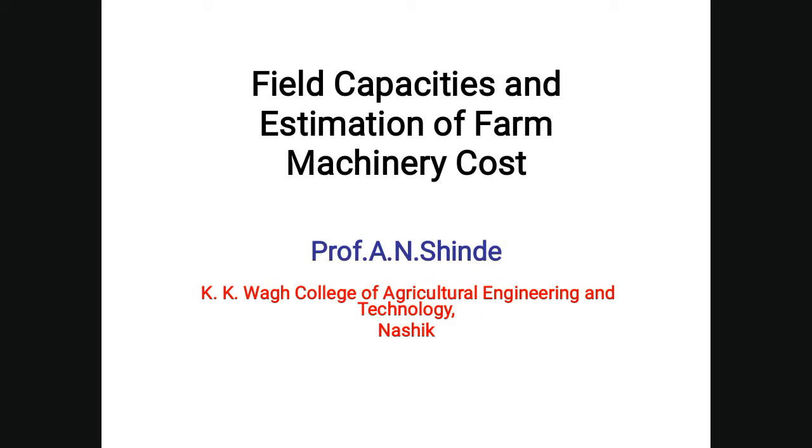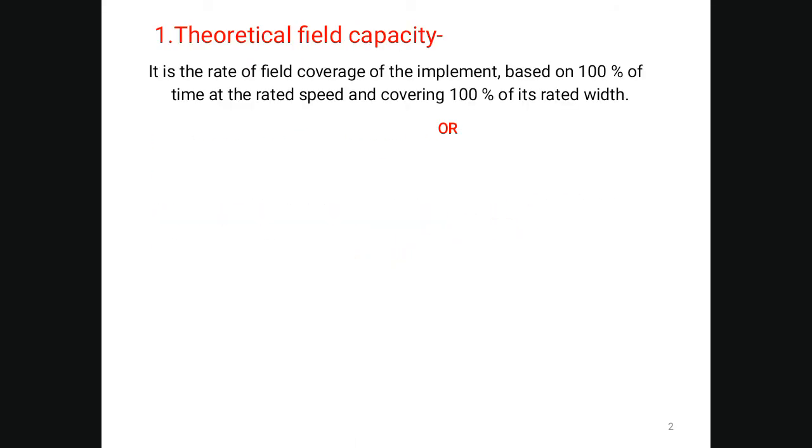Welcome. Today we discuss field capacity and the estimation of farm machinery cost. Theoretical field capacity is the rate of field coverage of the implement based on 100% of the time at rated speed and covering 100% of its rated width.